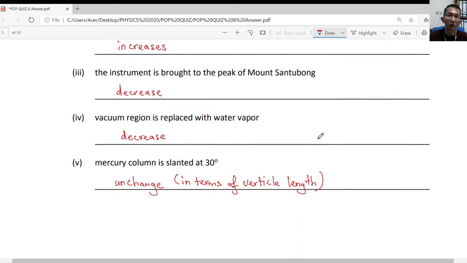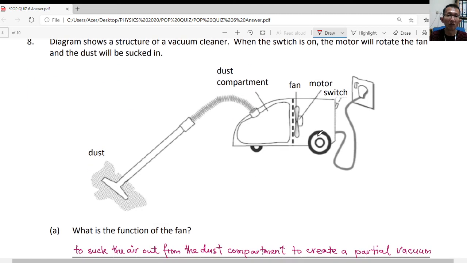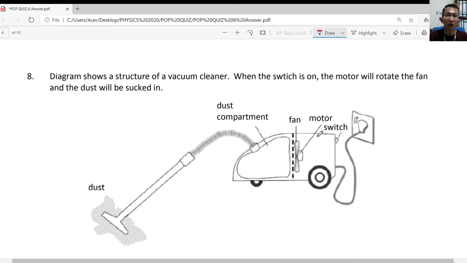Okay, let's move to question 8 now. Here we have a vacuum cleaner. Okay, when the switch is on, I spelled it wrongly. Switch is on, the motor will rotate the fan and the dust will be sucked in. So the fan will be rotating, and what happened? The dust will be sucked in.